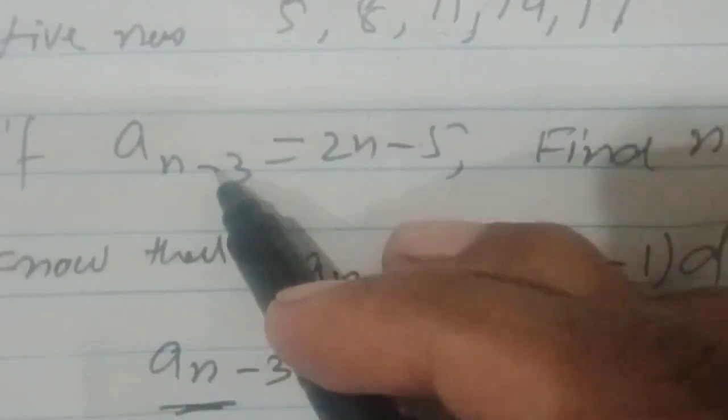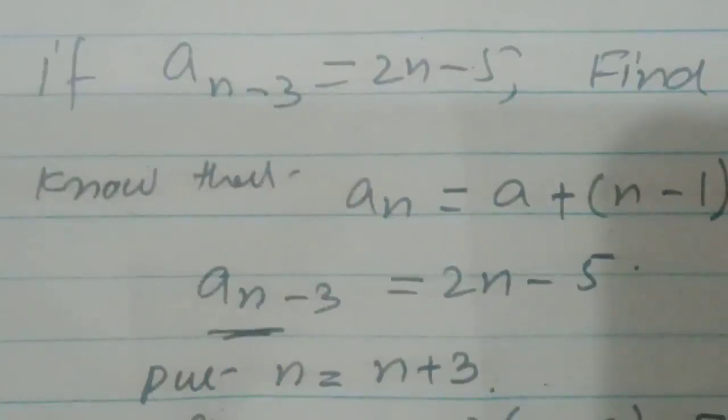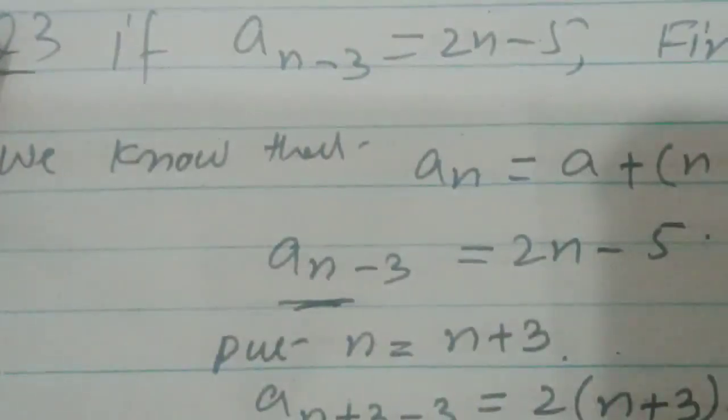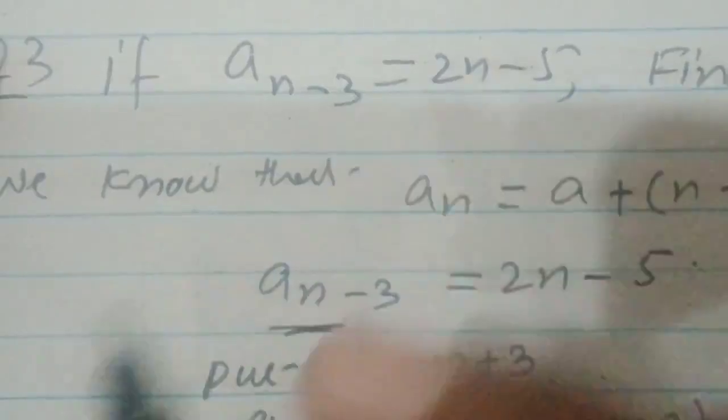Now taking the last question of this video: if a(n minus 3) is equal to 2(n minus 3) minus 5, find the value of the nth term. Now we have to find the nth term. Not the first term, not the second term, we have to find the nth term. This is our question 3. Now how will we find it? Remember that for the nth term you need an. There should be n, there should not be minus 3.